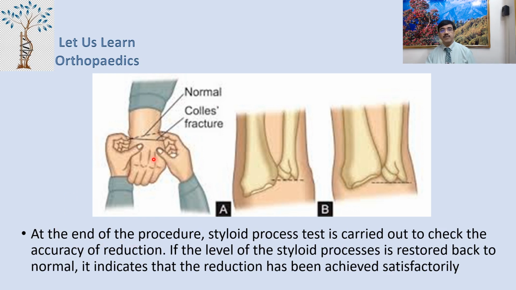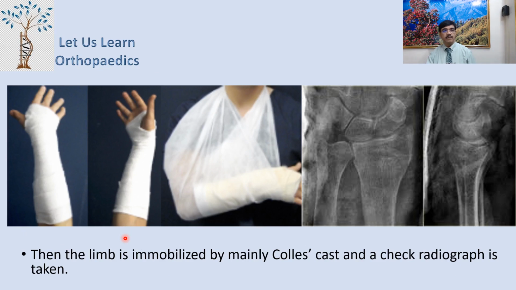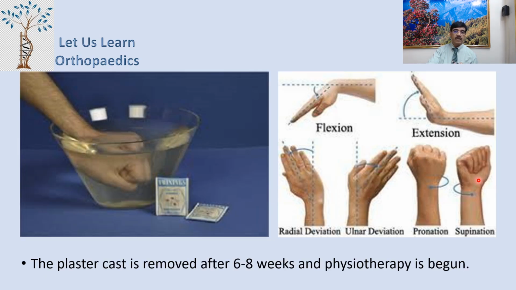Once the procedure is completed, the styloid process test is carried out again to check the accuracy of reduction. If the level of the styloid process is restored back to normal, it indicates that reduction has been achieved satisfactorily. Then the limb is immobilized, mainly in the Colles cast, and a check X-ray is taken to find out the reduction. The plaster cast is removed after 6 to 8 weeks, and then physiotherapy is begun.